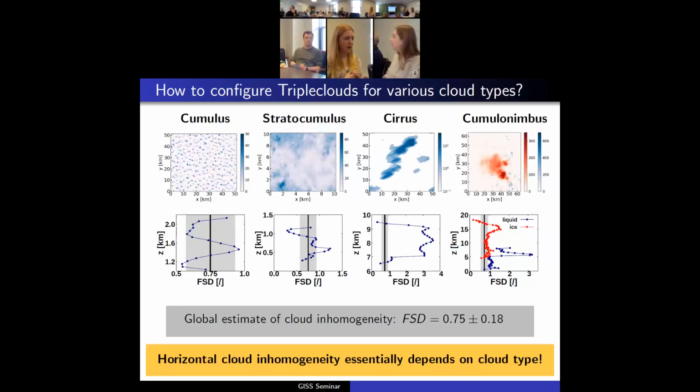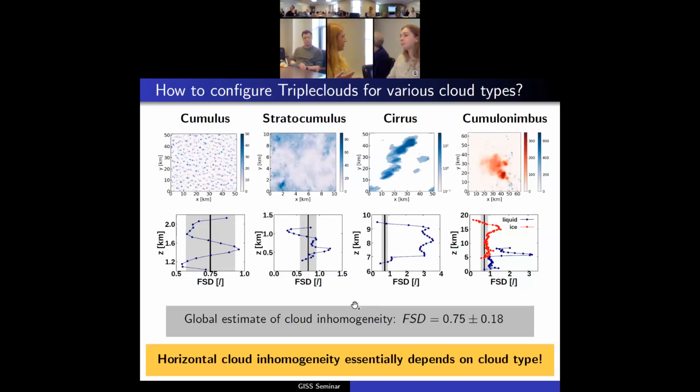And so I had to think how to optimize the treatment of these two cases. What I'm visualizing here at the bottom are the vertical profiles of fractional standard deviation. These profiles are derived directly from these high-resolution cloud scenes that we see here. And for comparison, I'm plotting the global estimate. The mean value is this vertical black line, 0.75. And then this uncertainty is the gray shaded area. Not so well seen.